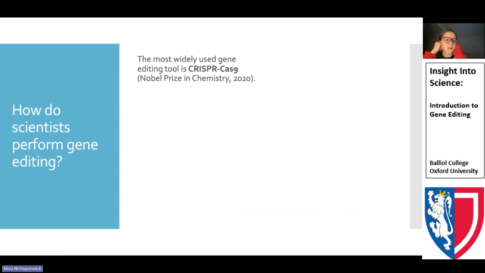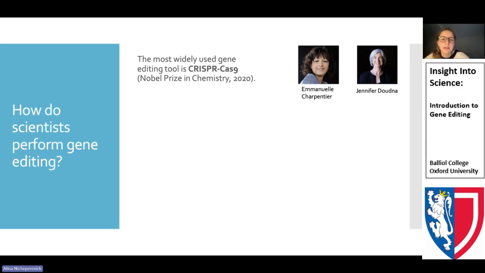So how do we scientists do this genome editing in the lab? Although there have been various ways of doing this at the beginning of the 21st century, now the main technology that's being used pretty much by every single friend of mine who's doing wet lab research is CRISPR-Cas9. And this technology won the Nobel Prize in Chemistry in 2020. It was developed by two brilliant scientists called Emmanuelle Charpentier and Jennifer Doudna.